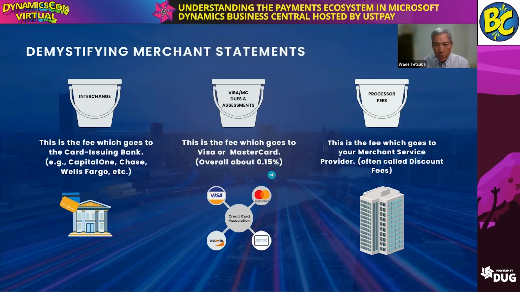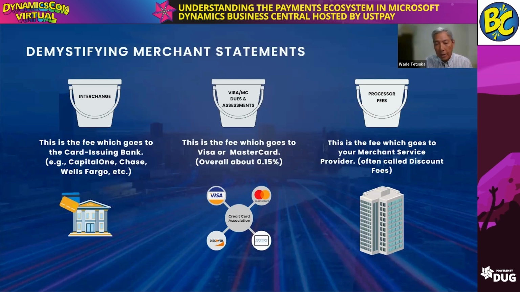The second bucket is called dues and assessments. It's about 0.15%. And this is actually the fee that goes to Visa or MasterCard. So this is how Visa or MasterCard gets paid. We think that the whole full 3% goes to Visa or MasterCard. In fact, only about 0.15% goes to Visa and MasterCard. As I said, the vast majority goes to the bank that issued the card.